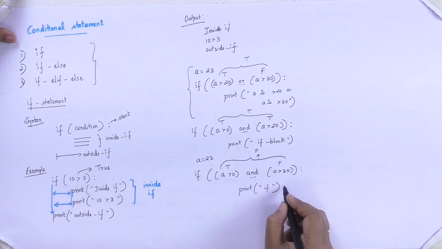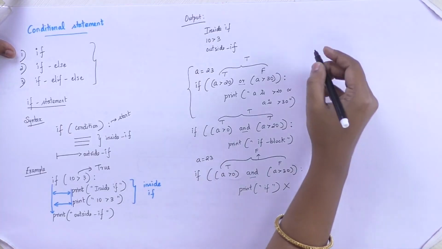In this case, the if block will not get executed. So you will straight away skip the if block, get out of it, and execute the instructions immediately after the if block. So this is how your if block works.